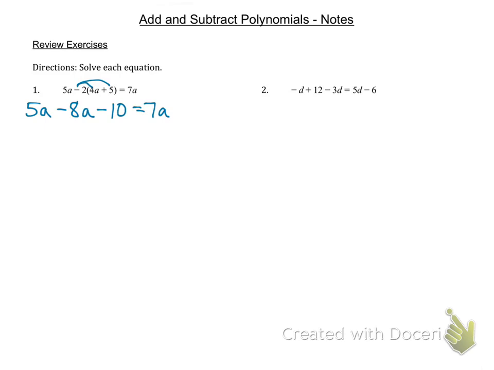Now I'm going to combine some like terms. So I'm looking at that left side of the equal sign. I have 5a and a -8a, and that becomes -3a. Minus 10 is equal to 7a.